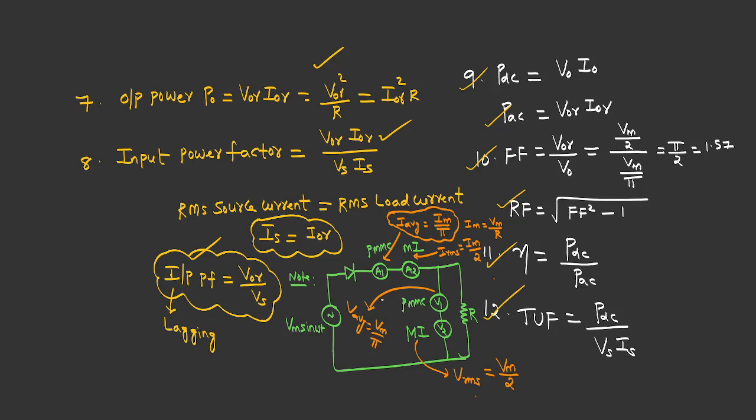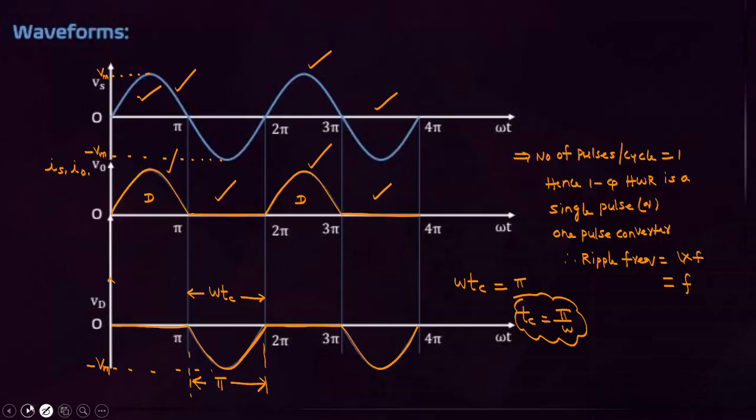Sometimes questions are given as a combination of measurements and power electronics, with PMMC ammeter, MI ammeter, PMMC voltmeter, MI voltmeter. If the question asks for the reading: the PMMC meter measures the average value, so average current is Im by pi. But what is Im here? Vm by R. The MI measures RMS current, that is Im by 2. The PMMC voltmeter measures average voltage, Em by pi. The MI voltmeter measures RMS voltage, Em by 2. Those formulas I already gave.